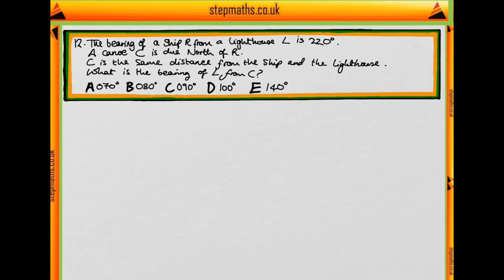This is question 12 of section 1 of Natural Sciences Admissions Assessment Practice Paper 2017. And this is a question about bearings. So in this question we have a ship R, which is at a distance from a lighthouse L, which has bearing 220 degrees. We also have a canoe which is due north of R, and the canoe is the same distance from the ship and the lighthouse, and we want to find the bearing of the lighthouse from the canoe.